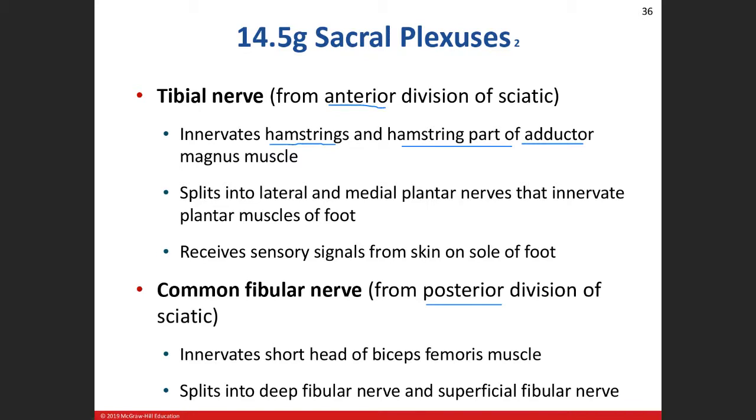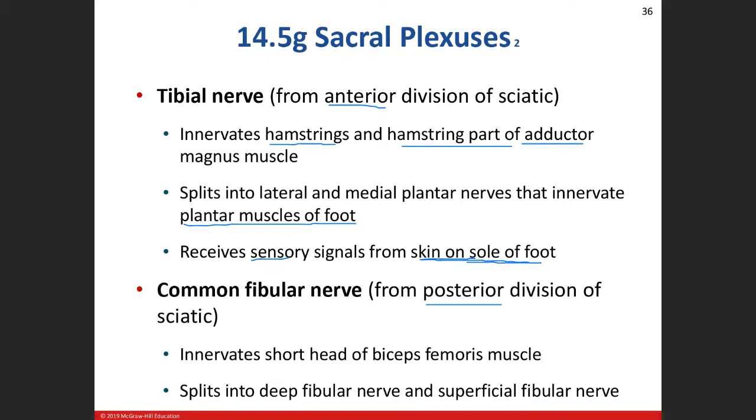Then the tibial nerve will split into the lateral and medial plantar nerves. They'll go on either side down and innervate the plantar muscles of the foot. Those are the smaller muscles. We didn't have to identify those in lab, but those are the muscles that help with flexing your toes. Sensory information is going to be on the bottom of your foot for the tibial nerve specifically.